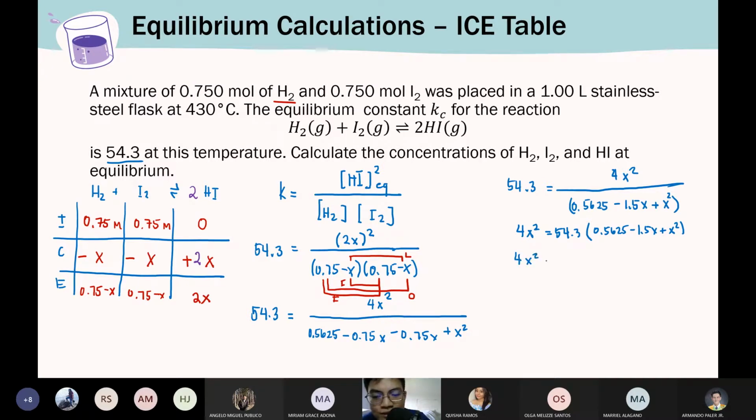Siguro sa quiz dito medyo matagal na. Hindi siya 30 minutes kasi medyo mahaba yung calculations.